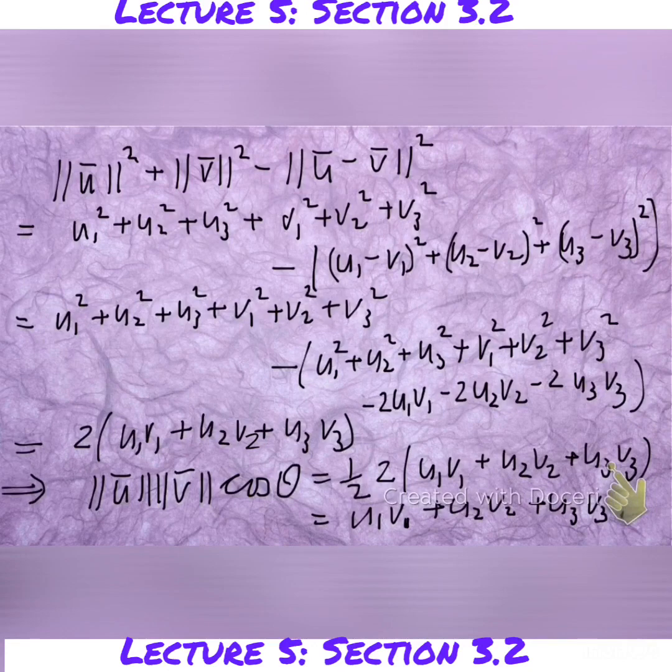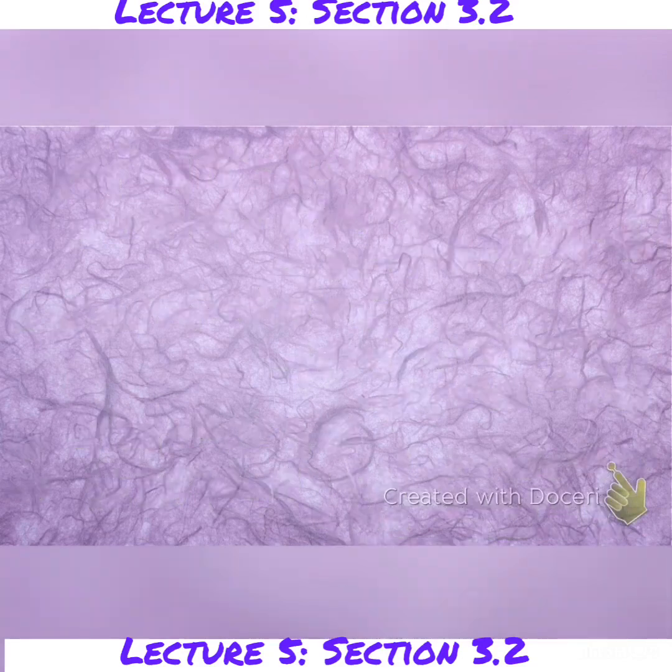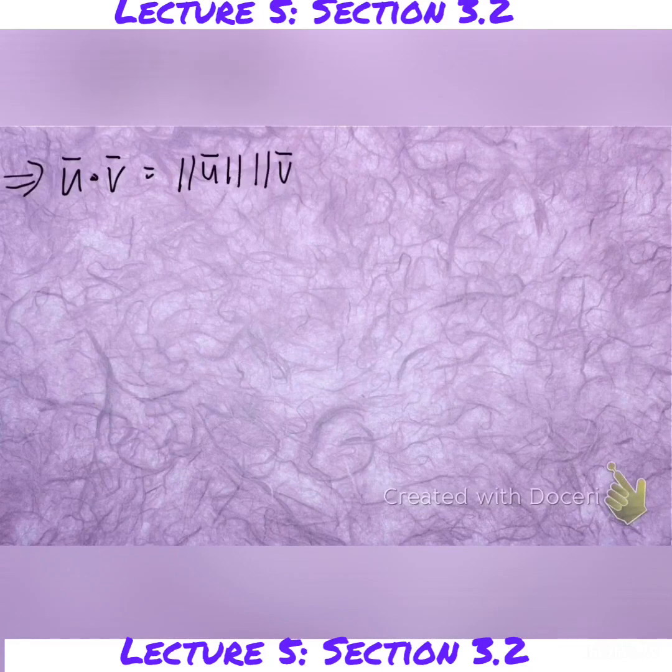Okay, and what is this thing here? That's the definition of a dot product. So essentially what they're saying there is the dot product between the vector u and v is going to be the norm of the vector u multiplied by the norm of the vector v multiplied by the cosine of the angle between the two vectors.